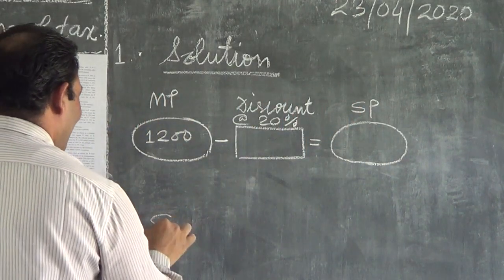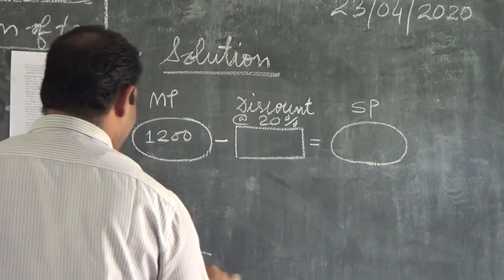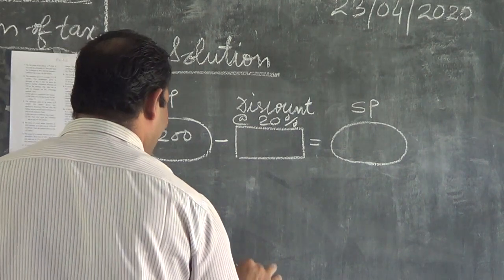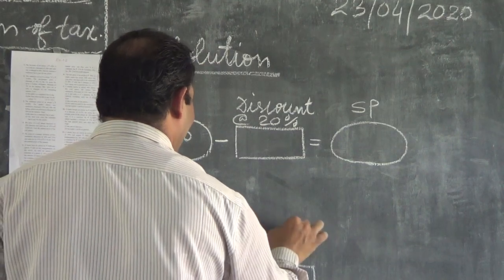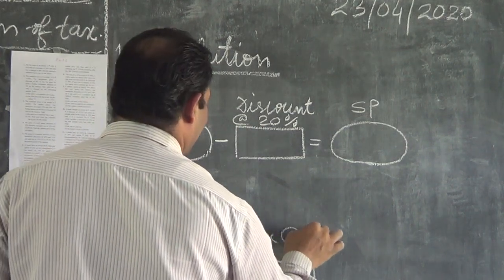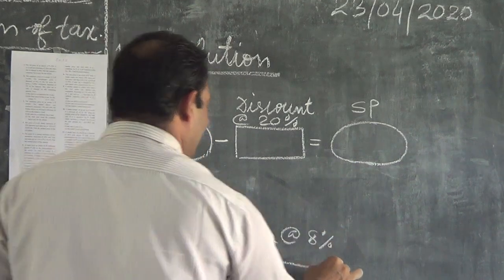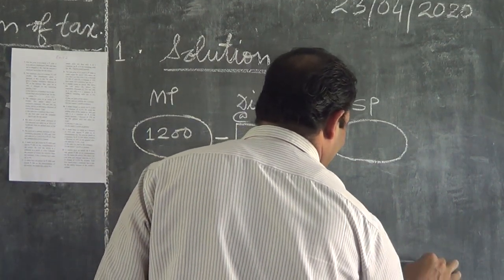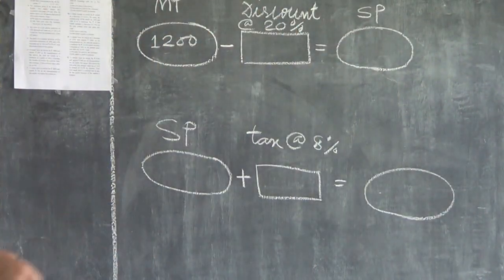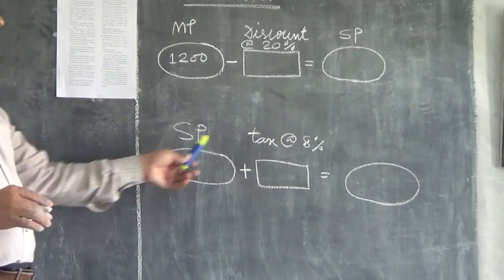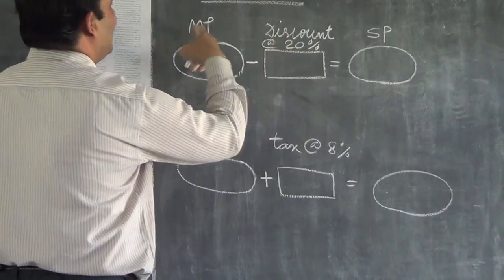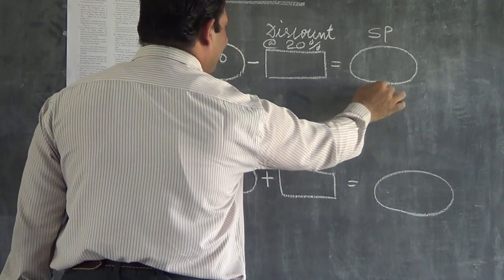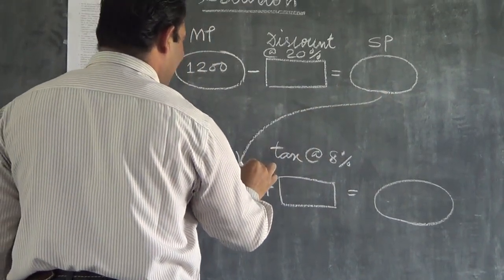tax is charged. Tax at 8%, and this will give us the final price. Or you say, we had learned one term, invoice price. Remember, invoice price is selling price plus tax. So tax is calculated on selling price, discount is calculated on mark price, and this SP will come here. This is that same SP.